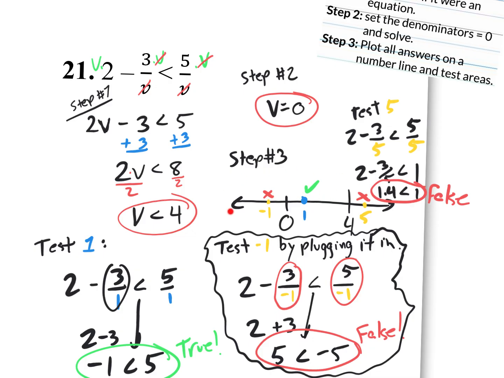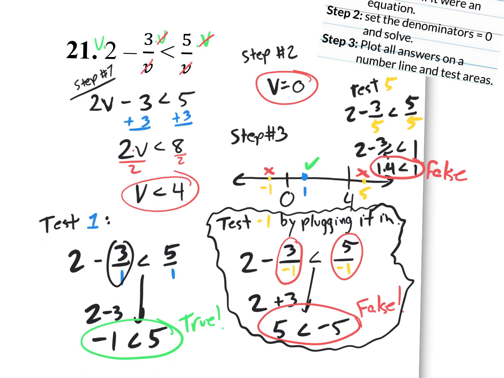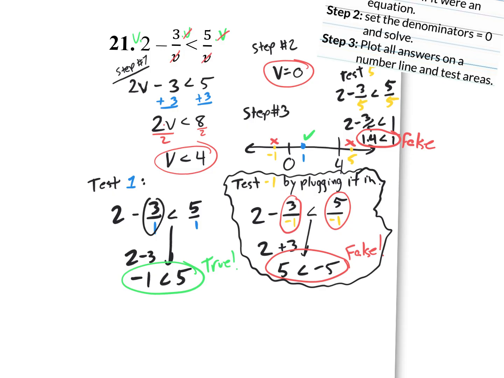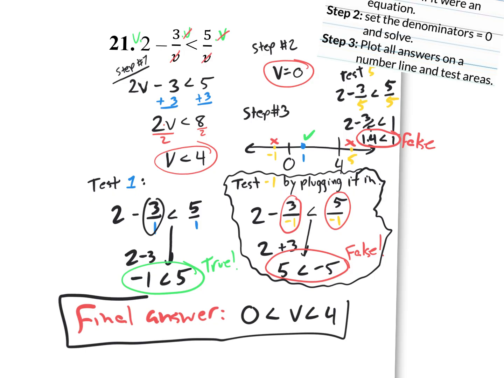So according to the testing of the areas, we could now give our final answer for number 21. Final answer is, well, the x values, or I'm sorry, the v values in this case, have to be between 0 and 4. How do we write that? 0 is less than v is less than 4. And that is your final answer for this question.